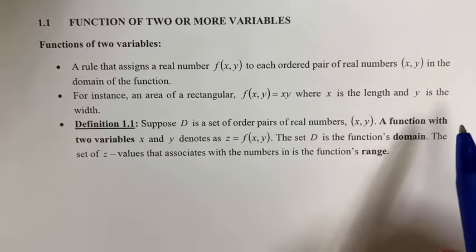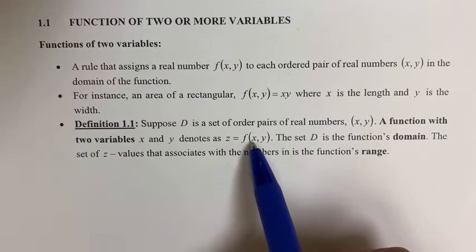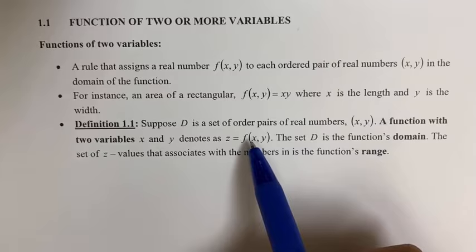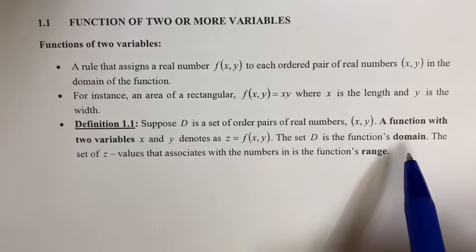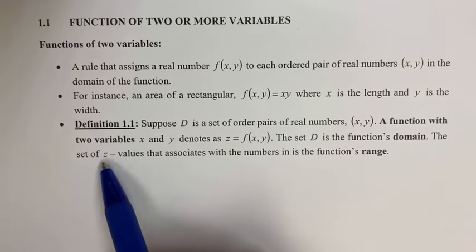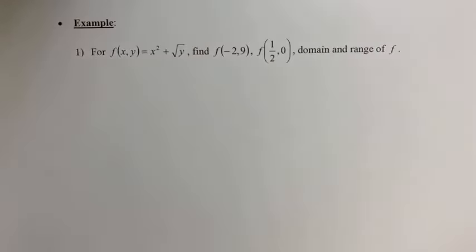Basically, the domain is the value of x and y that makes this function defined. There will be three restrictions, three cases, to determine the domain. And the range is the z values after you substitute all the possible domains. Now let's see two examples.